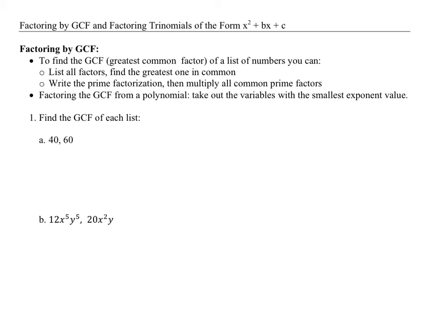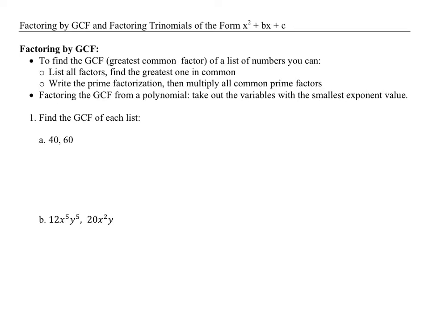This lesson is factoring by factoring out the greatest common factor and factoring trinomials of the form x squared plus bx plus c. When you're factoring out the greatest common factor, you can list all the factors of the numbers and find the greatest one, or write the prime factorization and then multiply all the common prime factors. Factoring the greatest common factor from a polynomial, you're going to take out the variables with the smallest exponent value. So let's get started.